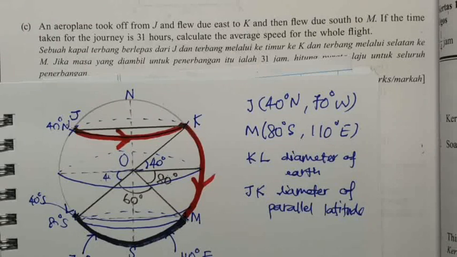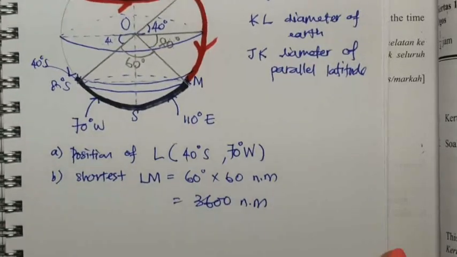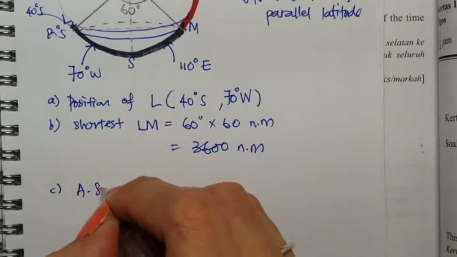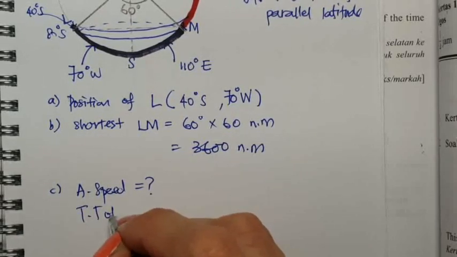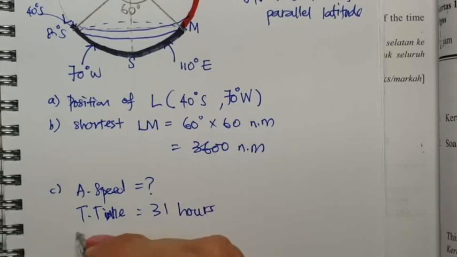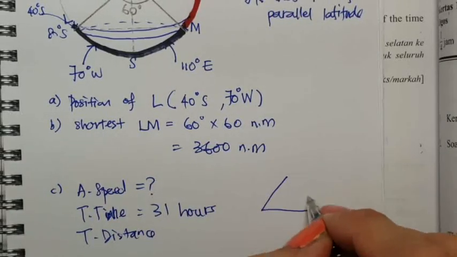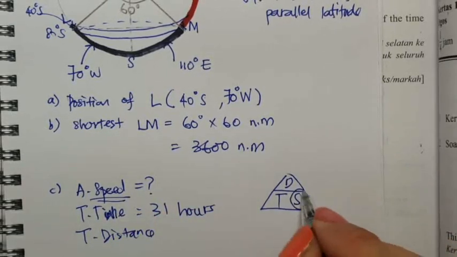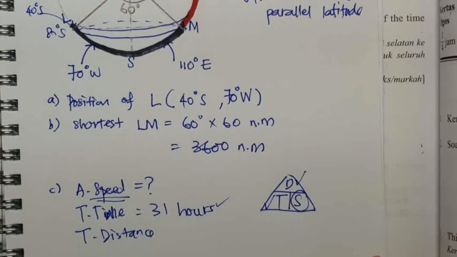So let's put down the information. We need to find the speed. So part C, we need to find the average speed. And we have the total time, that is 31 hours. That means we must have the total distance. Because according to the formula, if we want to find the average speed, we must have distance and time. Time we have, distance we don't have. So we have to find the total distance.